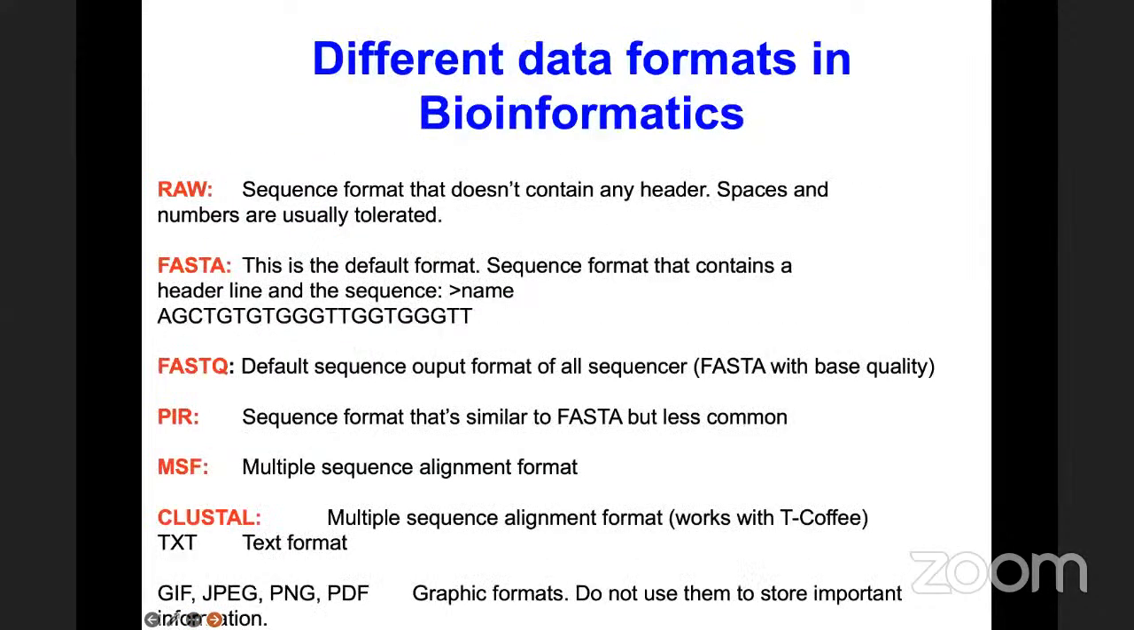Now coming to the next thing, which is the format, right? You all are aware of MP4 format for video, MP3 for music. Similarly, for different data, there are formats called FASTA, FASTQ, PIR, and CLUSTAL. So FASTA is basically for sequence. FASTQ is generated by the sequencing machine. PIR is also a sequence format, but it is less used. So the widely used format is the FASTA file format.